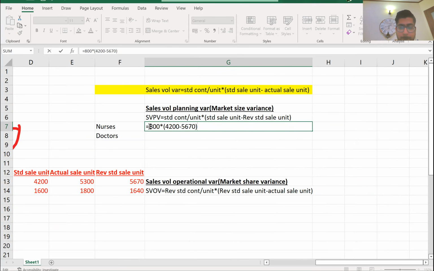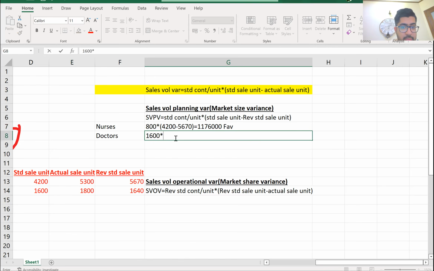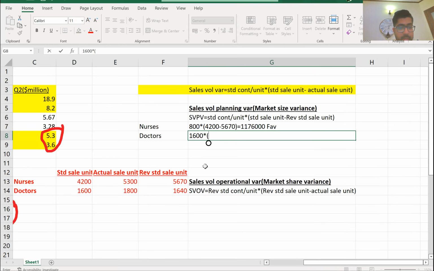You get this variance. I'm not putting the equal to sign, to show you the working in full. So 1,176,000. And since the standard sales units were 4,200 but in revised we are selling more, it's going to be favorable. And for doctors, the standard contribution per unit was 1,600. The standard sales units are 1,600 and the revised sales units are 1,640. This makes it 64,000. Again, the revised units are more, so favorable.